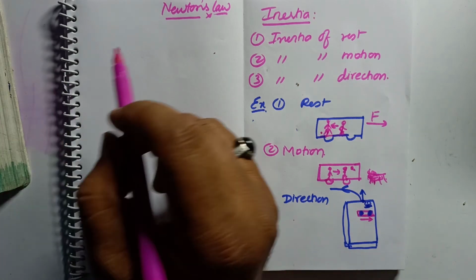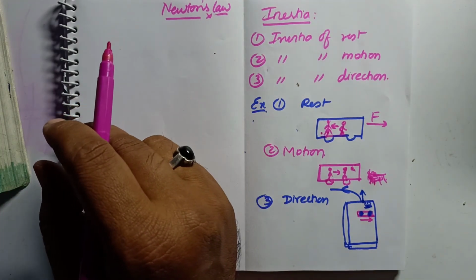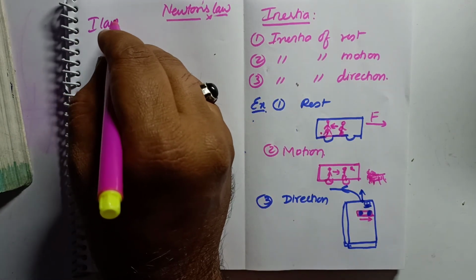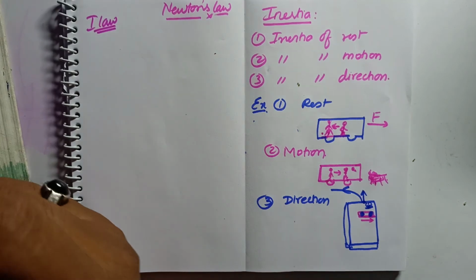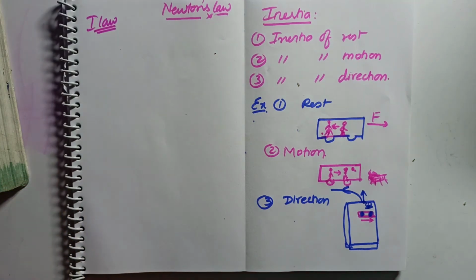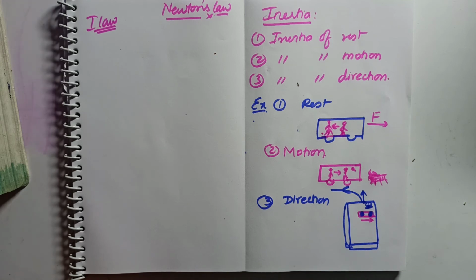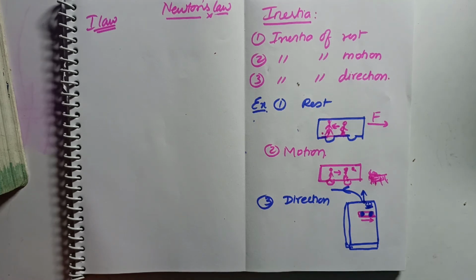Now, what is Newton's law here? In Newton's laws, we shall discuss the first law. So what does the first law define? The first law says that every body continues its state of rest or of uniform motion in a straight line unless we apply some external force on it to change the state of the body. That is the meaning of the first law.